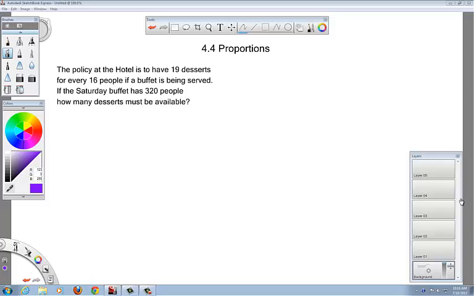This is 4-4, and I don't have any videos yet for the other parts of this, but this will review pretty much everything you need to know about proportions, rates, and ratios.